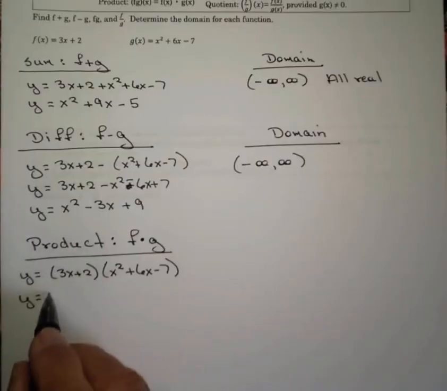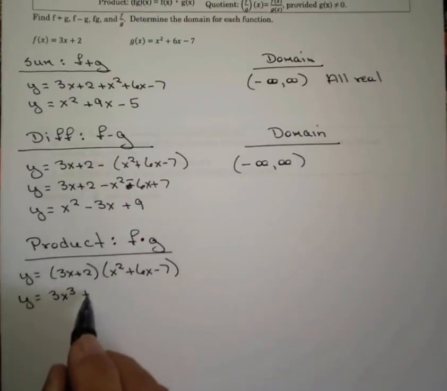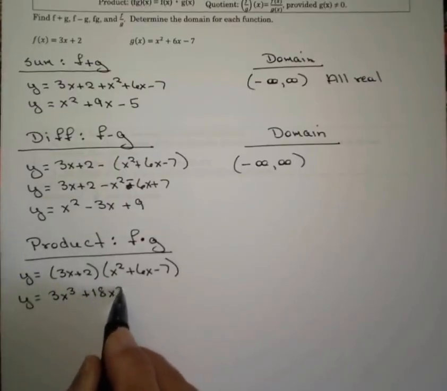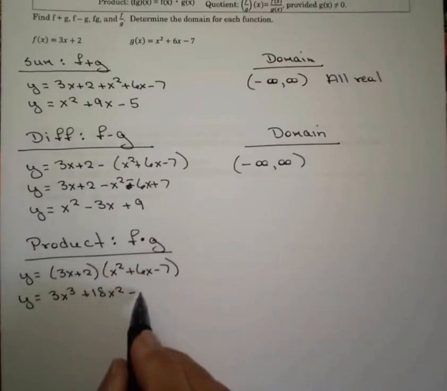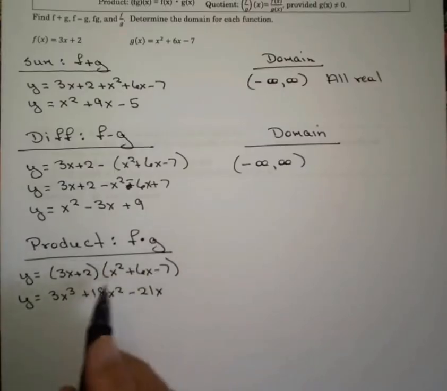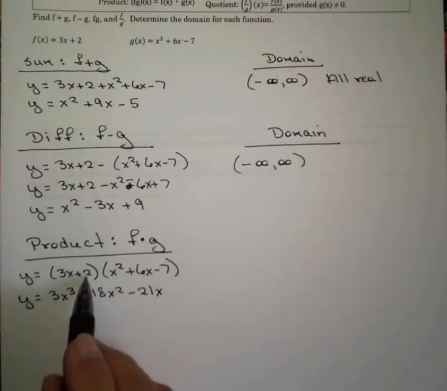3x times x squared is going to be 3x cubed. 3x times positive 6, 18x squared. 3x times negative 7, negative 21x. Now, let's multiply everything times the 2 times that trinomial. I'm going to write them underneath since I can match up the terms easier that way.